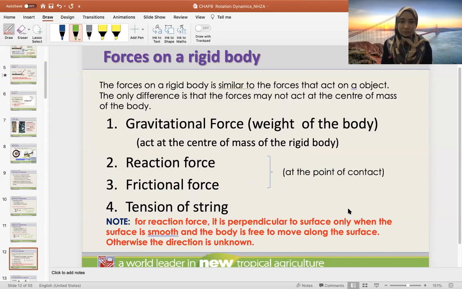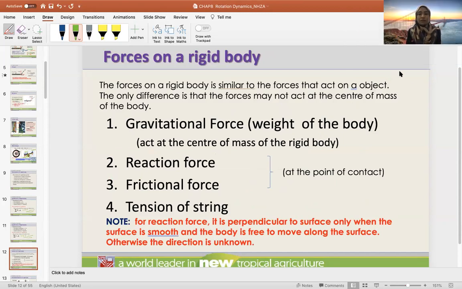Okay. The forces on a rigid body is similar to the forces that act on an object. Dia cakap kat sini free body diagram is the same. The free body diagram untuk rotational and the free body diagram for a linear punya method, sama je method dia. The only difference is that the forces may not act at the center of the mass of the body.